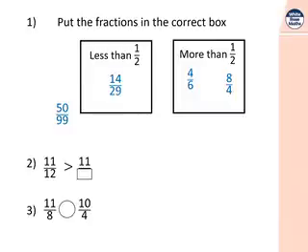And 50/99, that is more than 1/2. If we think about 50/100, 50/100 is exactly 1/2, and again we've got the same numerator now, so 50/99 has the same numerator as 50/100, but the denominator is smaller, and when the numerator is the same, the smaller the denominator, the greater the fraction. So 50/99 is slightly more than 1/2.